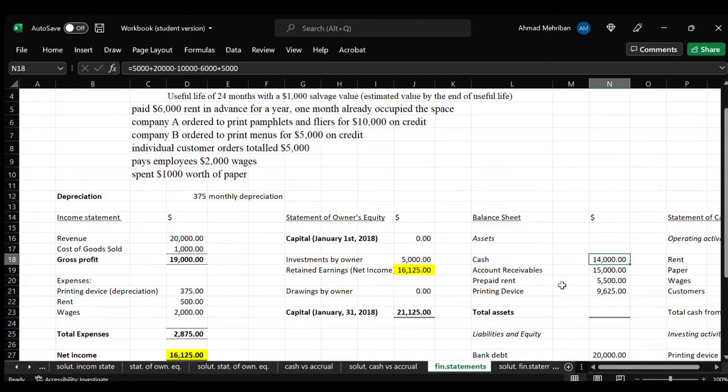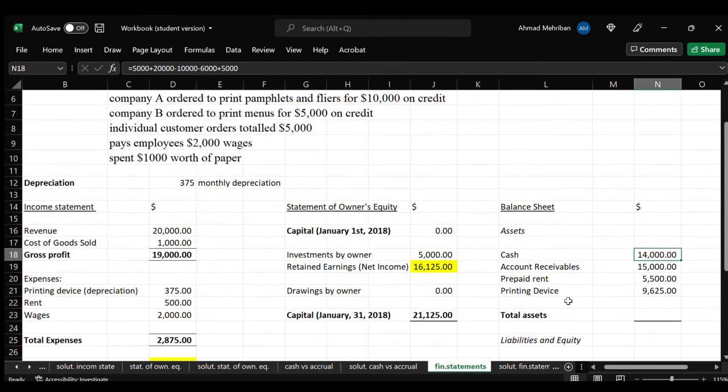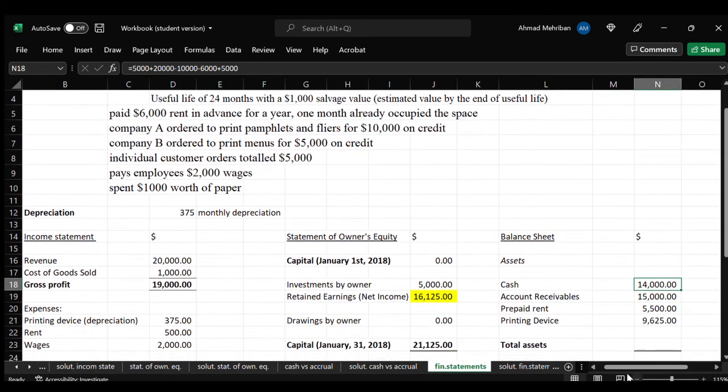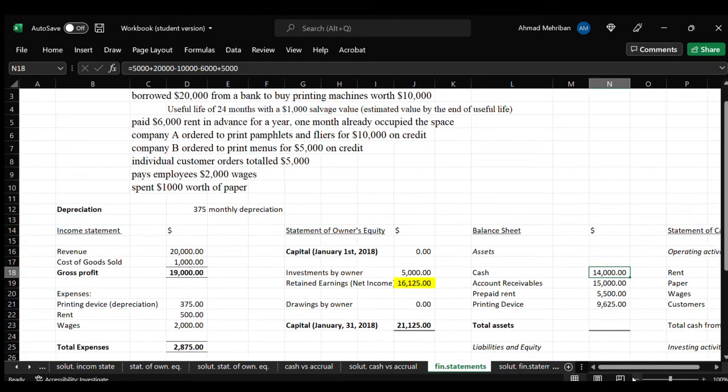That's it. And so we have left only the $2,000 payment to employees, which reduces our cash. We paid cash to them. And the last line is spent $1,000 worth of paper, meaning that obviously we spent $1,000 to buy paper and then we used it. So 11,000 is our cash.